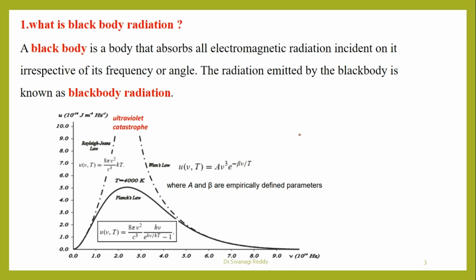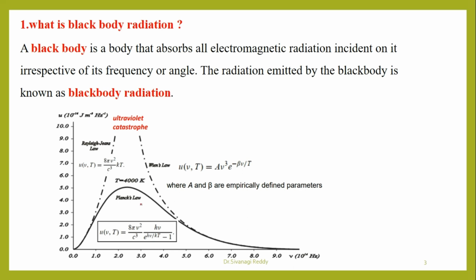A black body is an object which can absorb all the electromagnetic radiation incident on it, irrespective of its frequency or angle, and whenever it is emitting, it will emit everything that it absorbs. That is what we call a black body. And the radiation emitted by the black body is known as black body radiation.